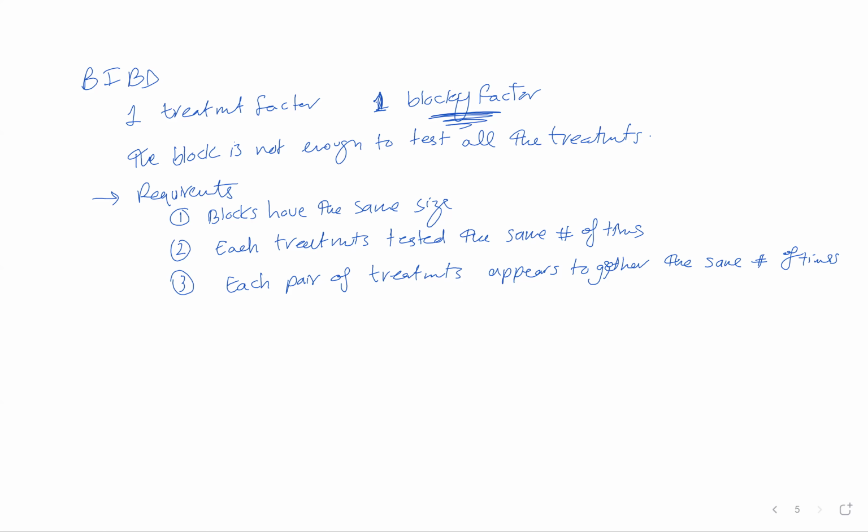So let's have an example. If I have 4 treatments, let's call them T1, T2, T3, T4, or 4 treatments A, B, C, D, any notation. And assume each block is big enough to test only 3.